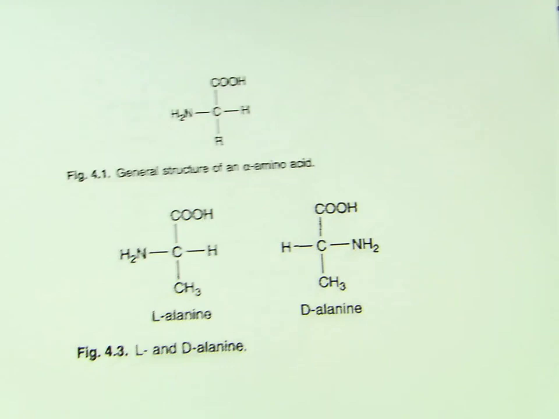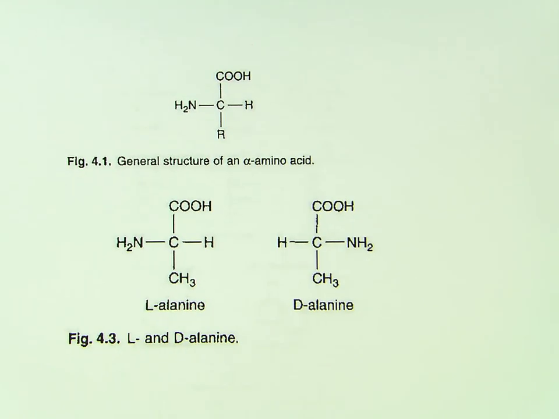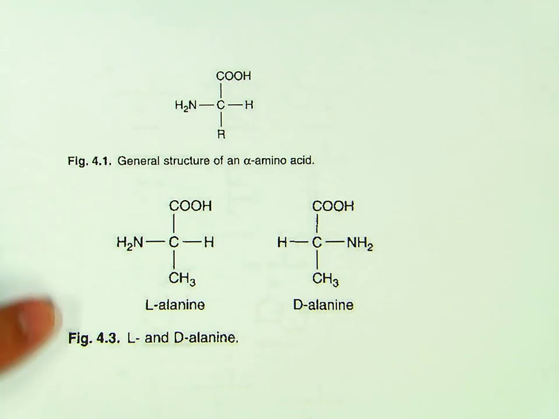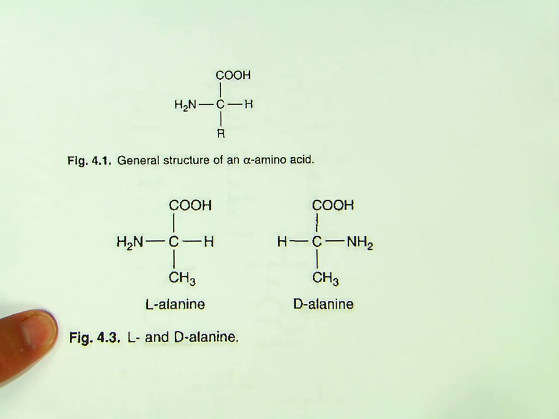It says materials needed. You need some figures from chapter 4 of the book. I posted them online. Figure 4.1 is basically just the general structure of an amino acid, which we'll talk about in a second. And then there's L and D amino acids, and it basically has to do with the orientation of the amine group. We're not going to worry too much about that this semester.